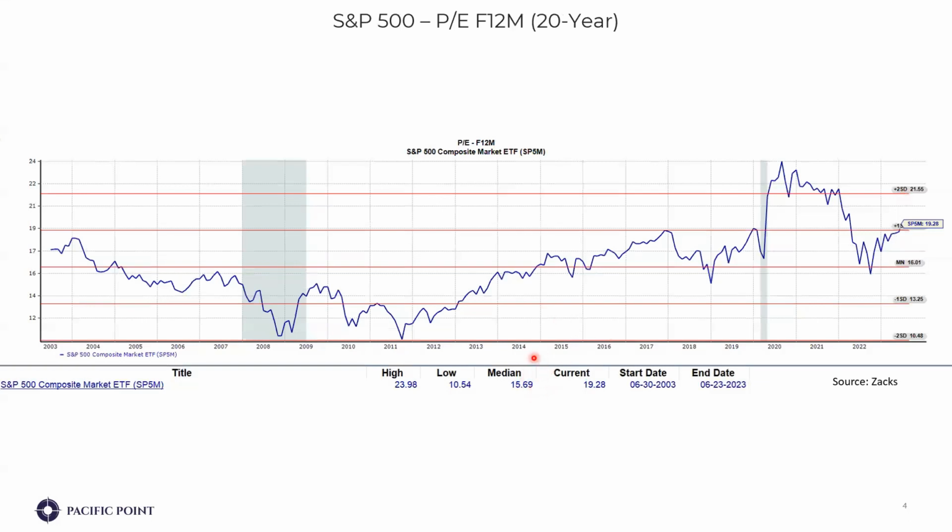So for the S&P 500, the median coming in at 15.6. You look at the average is about 16. We're currently trading at about a 19.2, 19.3. So again, we'll be looking for mean reversion here.